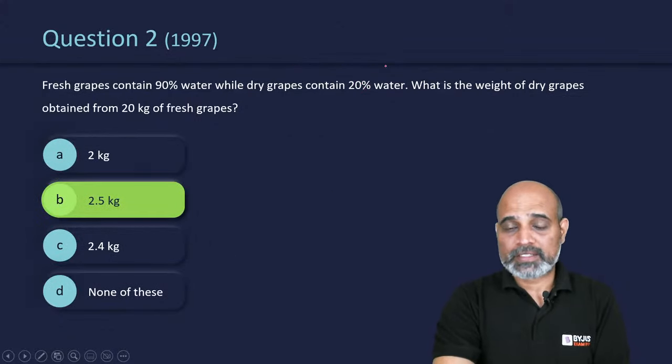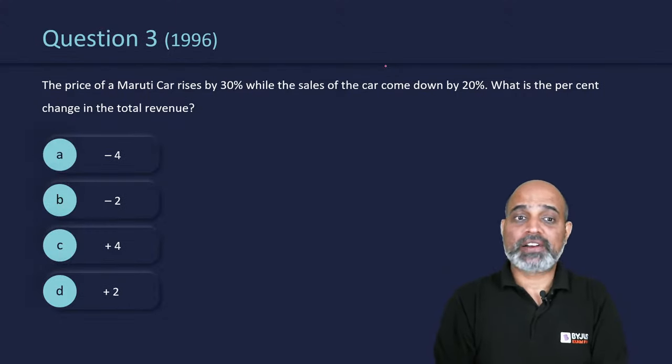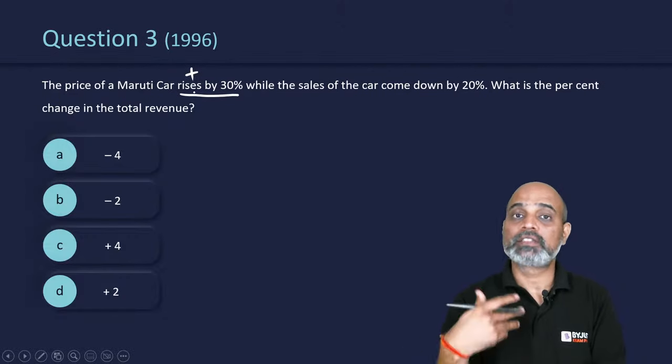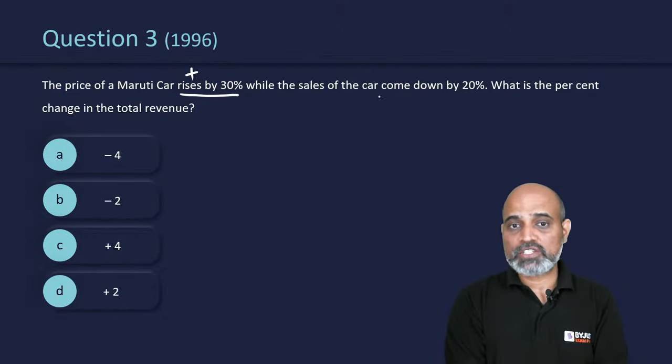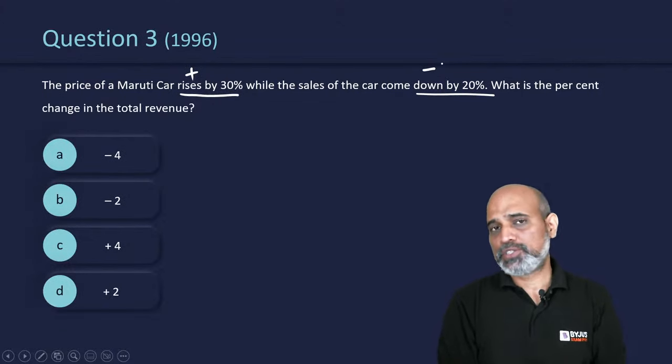So B is our answer. Next one. The price of a Maruti car rises by 30%. Rises matlab badha, plus increases. While the sales of the car come down by 20%. Down by 20% means it decreased by 20%. Minus ho gaya. What is the percent change in total revenue?